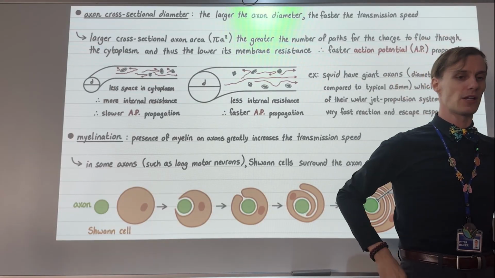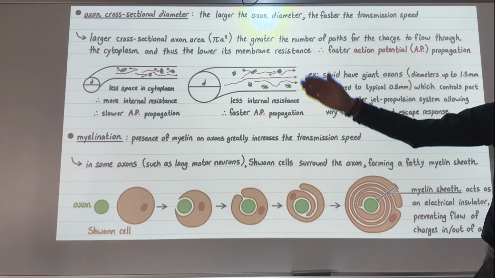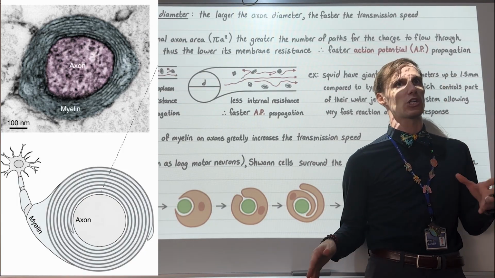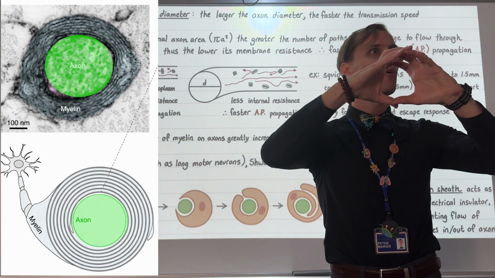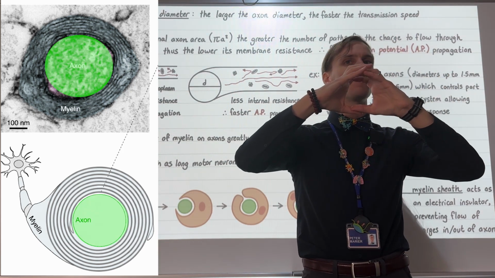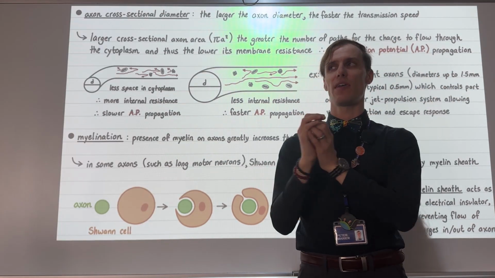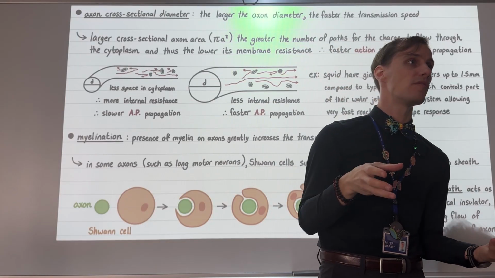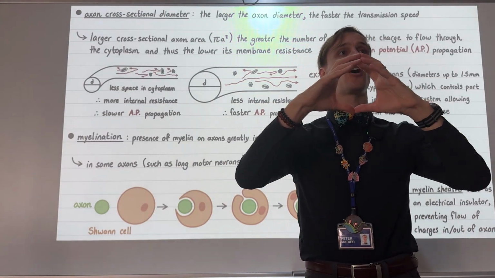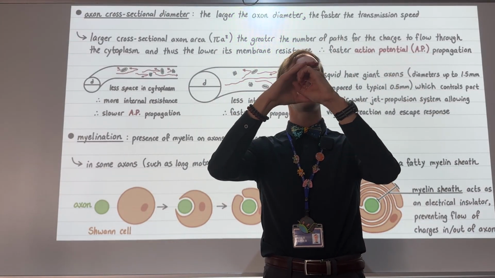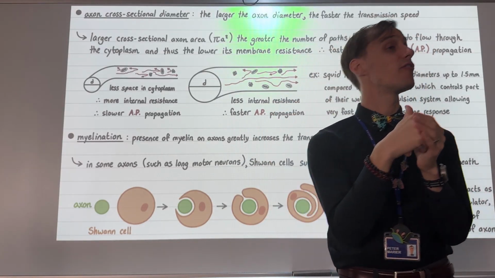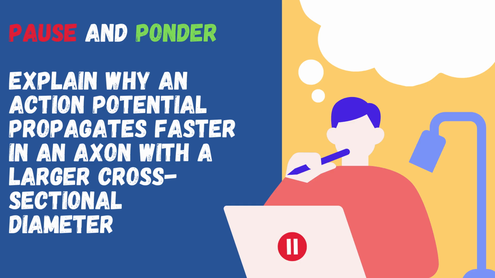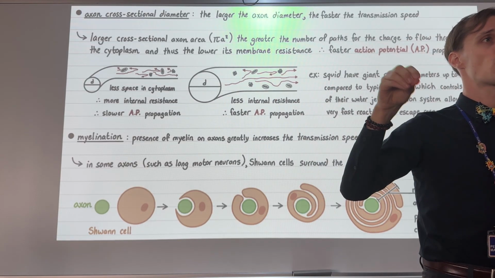The first thing that we're going to be talking about is what's called the axon cross-sectional diameter. That's a fancy way of saying just how big, in terms of diameter, the axon is. I think this one is fairly intuitive. If I have a single neuron with this diameter versus a neuron with this diameter, why does the bigger diameter travel faster? It has to do with internal resistance.